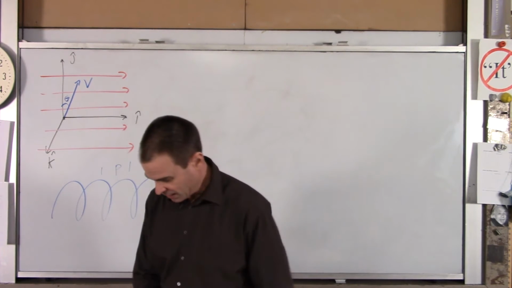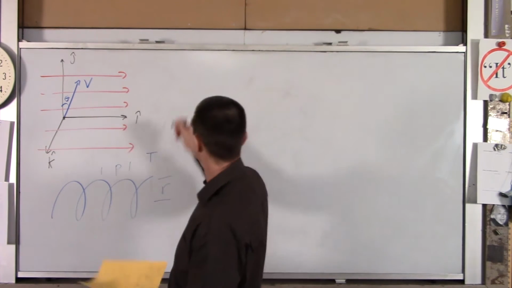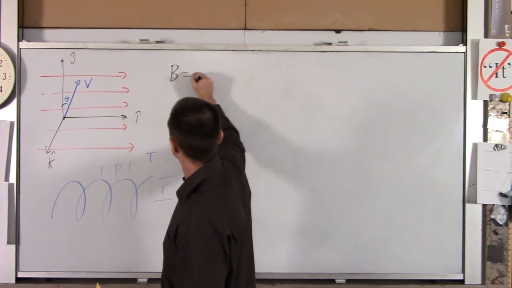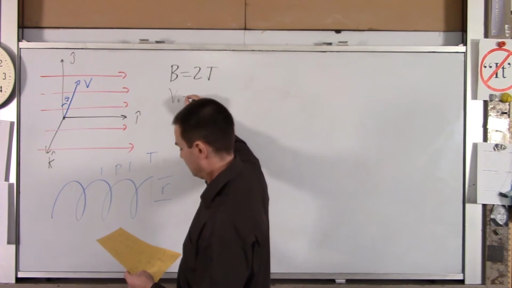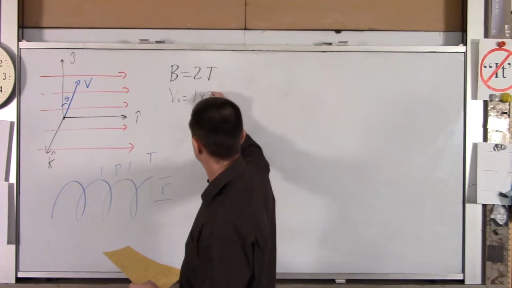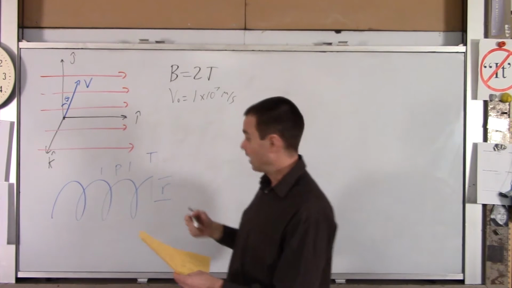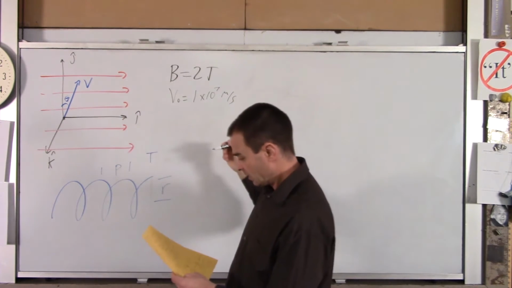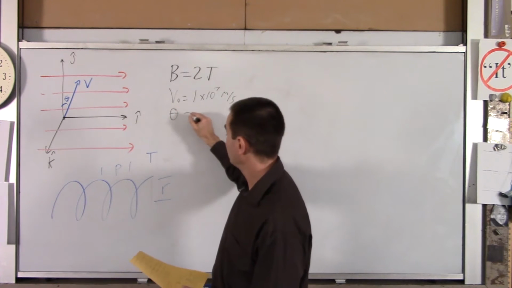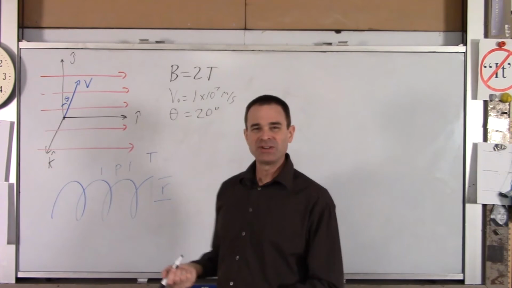So some data for us here. Let's say that the magnetic field is 2 Tesla. Let's say the velocity V naught is 1 times 10 to the 7th meters per second in that plane, in the IJ plane. Let's say the initial launch angle is 20 degrees off the J axis. And let's say it's an alpha particle.